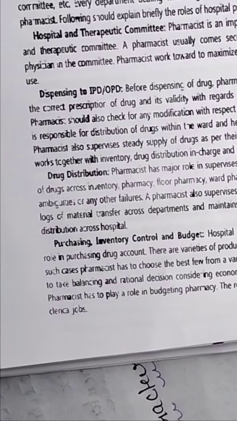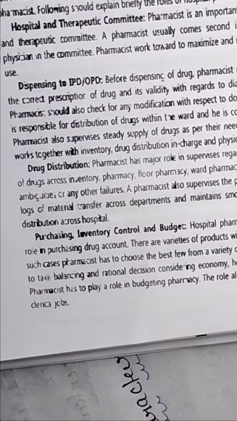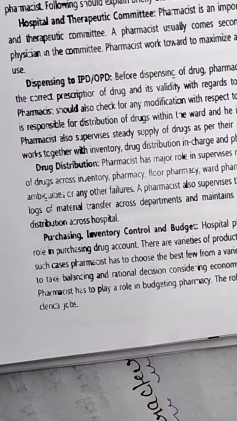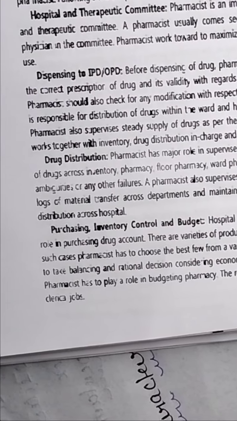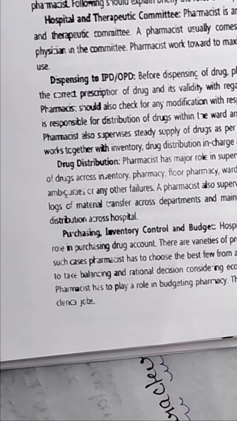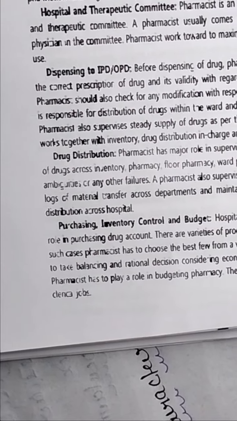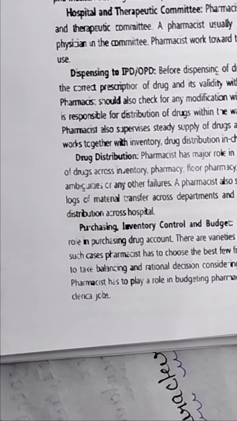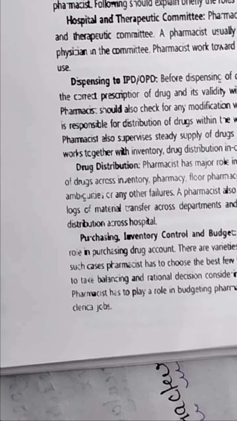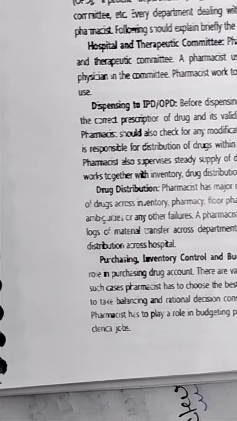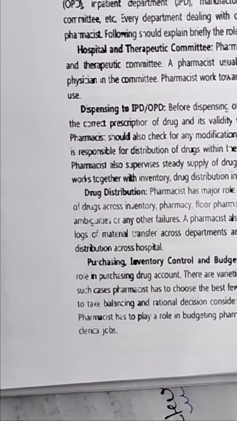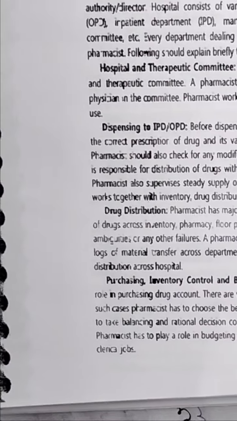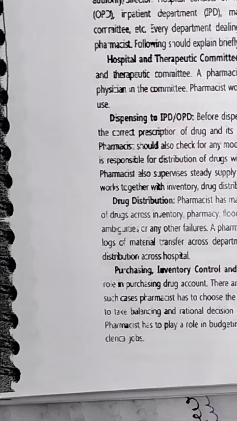Drug distribution. The pharmacist has a major role in supervising proper distribution of drugs according to the entry: pharmacy floor, ward pharmacy, IPD, OPD, etc. To avoid failures or ambiguity, a pharmacist also supervises the purchase orders, manages the logs of material and the transfer across the departments, and maintains smooth functioning of the drug distribution across the hospital.